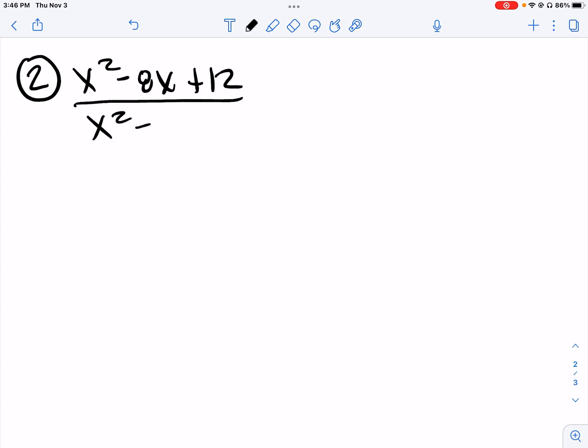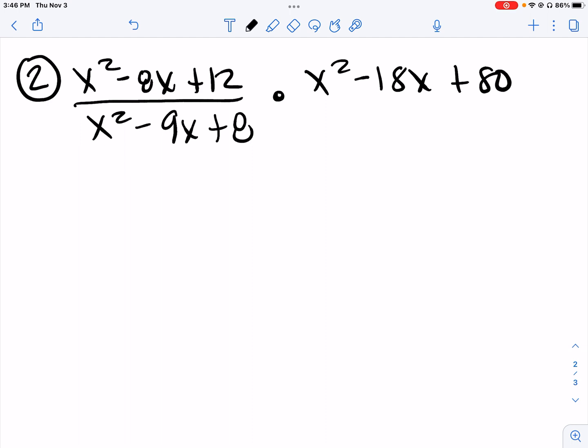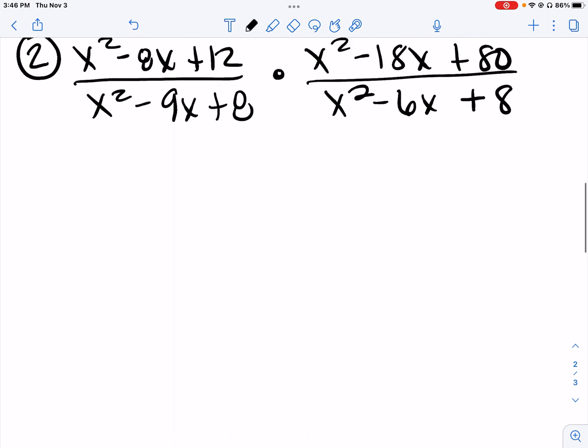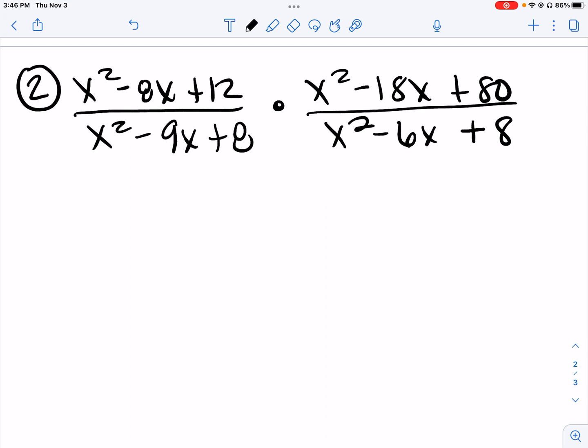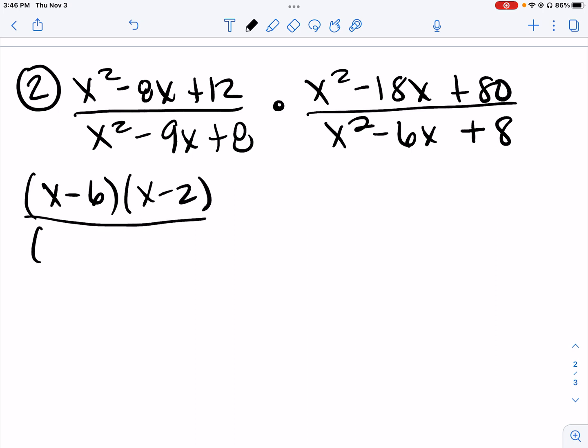Okay, a multiplication problem where we have to factor, so it'll cross out. All of these are trinomials with a 1 understood squared, so we need to multiply to the end, add to the middle. Multiply to 12, add to 8, minus 6 minus 2. Multiply to 8, add to negative 9.